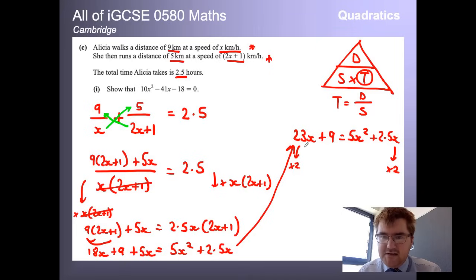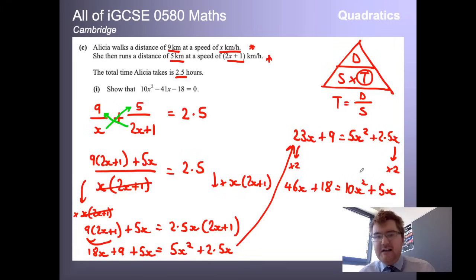So 23x times 2, that's 46x. 9 times 2 is 18. 5x squared times 2 is 10x squared. 2.5x times 2 is 5x. And we're almost there. We're going to bring everything to the right-hand side. So I'm going to minus 46x from both sides.